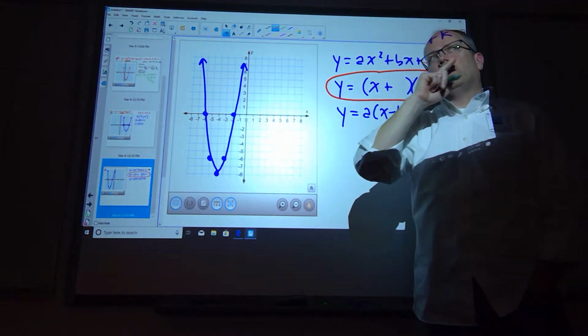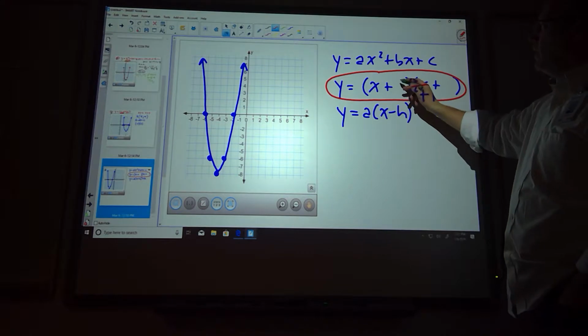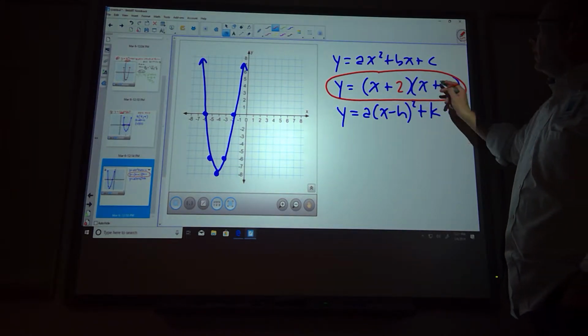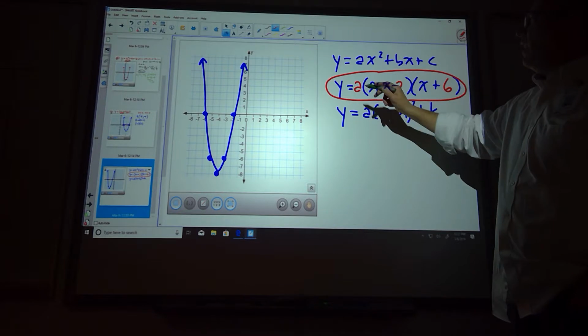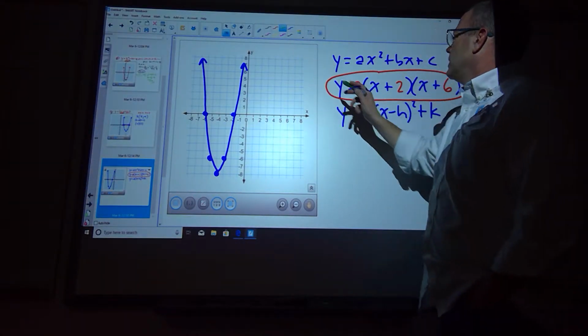Can I tell where this crosses the x-axis? There's points there, right? So I could probably say I have a 2 and I have a 6. I don't have an a value that I know in this case. So that kind of works for us right now. Do you agree? But I don't know if this would be the best because I can't see the a value right off the top of my head. So let's think about the last one.